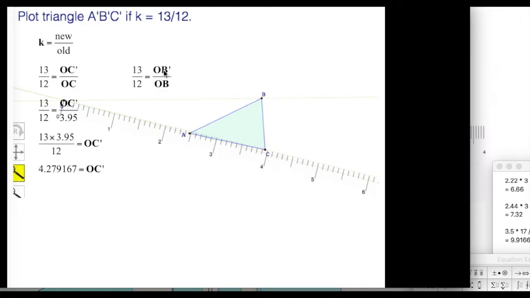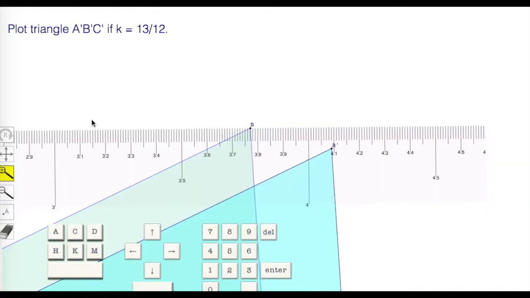Once again, ratio of similarity is new over old, so I'm going to put my 13/12 is equal to my O to B prime, which is my new length, over O to B. The O to B prime we measured as being 3.77. I'm going to cross multiply my 3.77 times the 13, then divide that by 12. And that will give us 4.08417. So we're rounding to 3 decimal places, 4.08. It's going to be at 4.08.